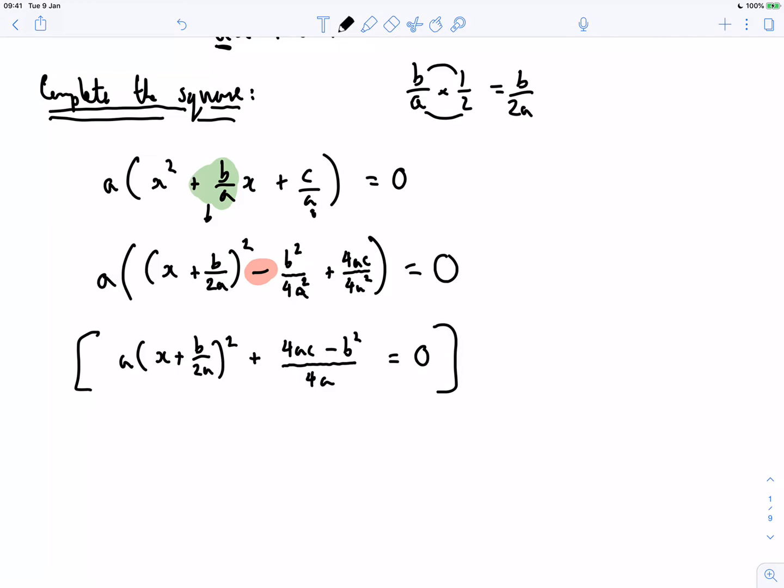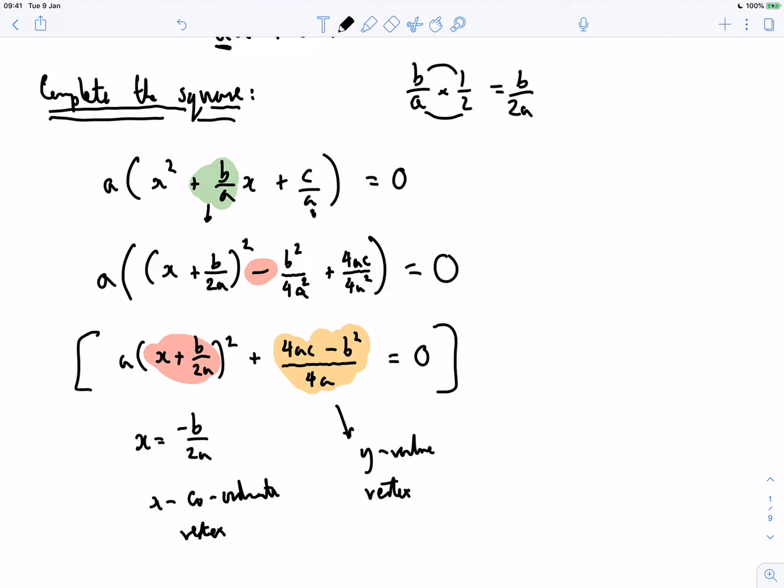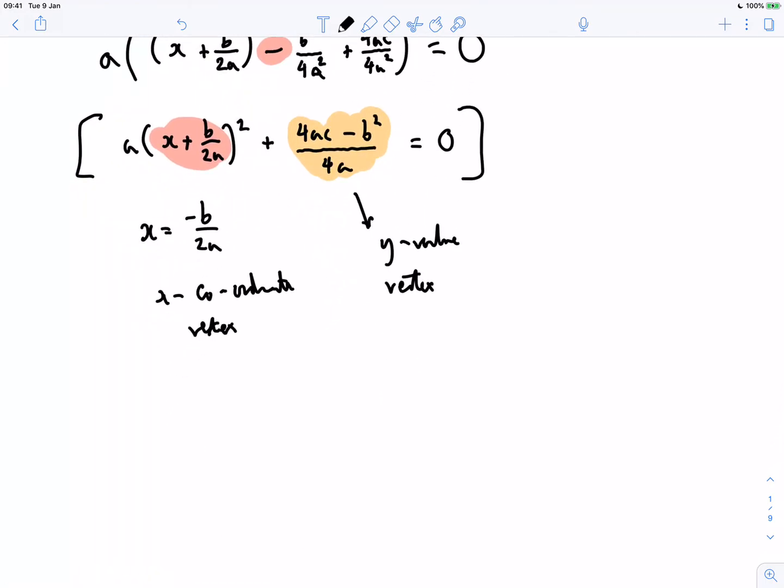What's useful about that is this bracket will tell us that when x equals minus b over 2a, this is the x coordinate of the vertex, and this value here, the end term, is the y value of the vertex. And we'll go through examples of what that means. But I haven't actually solved it yet. I haven't got x equal to anything yet. But we say getting to this point, we've completed the square.